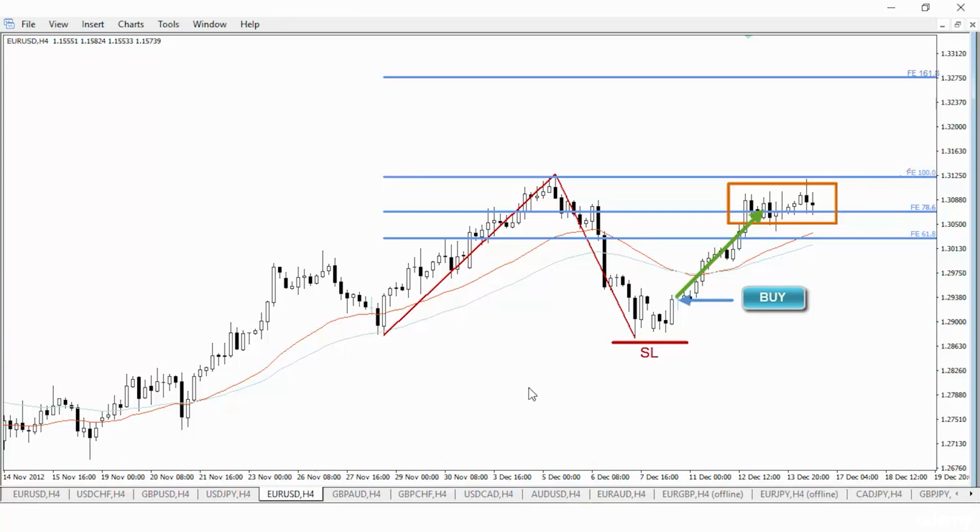Now from this range, if price falls down by breaking the 61.8 Fibonacci expansion level, then that would indicate the end of the uptrend. And if price rises up and breaks the 100 Fibonacci expansion level, then that would indicate the continuation of the uptrend. So let's just wait and see in which direction the market ultimately goes. And as I uncover some more price action, you will notice that price rose up. As you can see, this large bullish candle breaks the 100 Fibonacci expansion level.